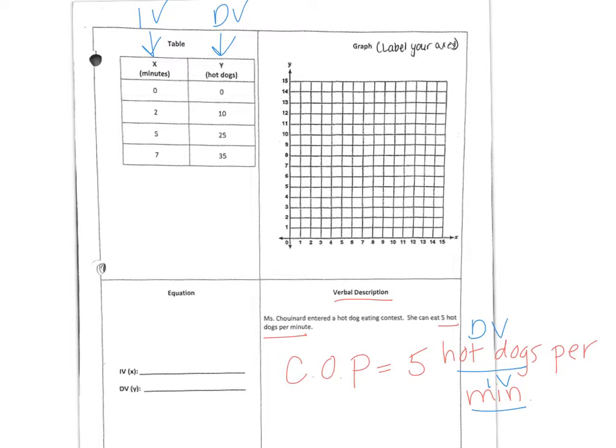And if we look at all these ratios, 10 divided by 2, 25 divided by 5, and 35 divided by 7, all give me that same constant of proportionality, which is 5. So I'm going to go ahead and plot whatever ones actually fit on my graph. So 0, 0. Oh, first I have to read directions actually. It says to label your axes. So my x-axis, which is this one, needs to be labeled minutes. And my y-axis, which is this one, needs to be labeled hot dogs.